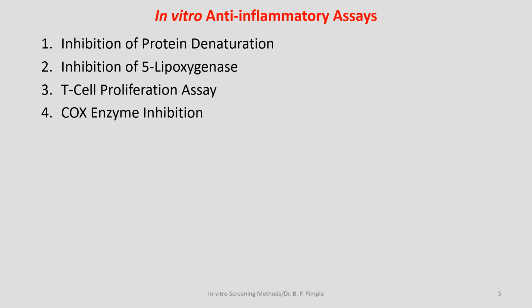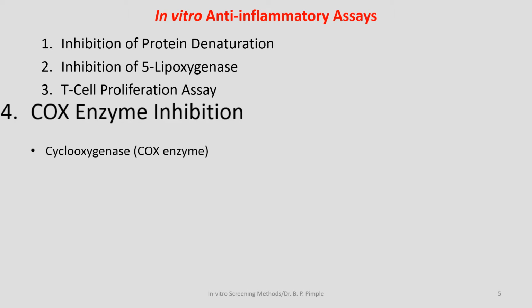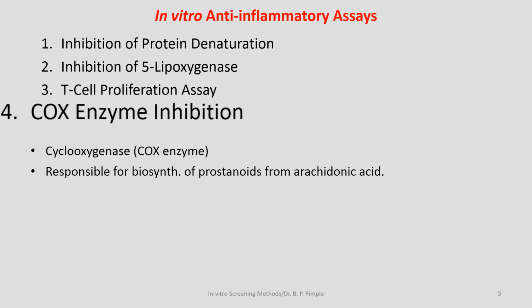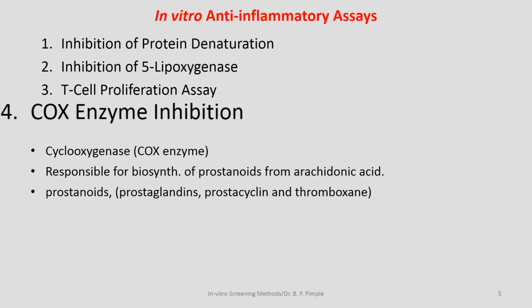There are numerous assay processes for determination of anti-inflammatory activity in vitro, like the inhibition of protein denaturation method, inhibition of 5-lipoxygenase, T cell proliferation assay, and the most common and most sensitive assay is the COX enzyme inhibition assay. COX means cyclooxygenase enzyme. It is responsible for generation of prostanoids from arachidonic acid. Prostanoids means PGs like prostaglandin G2, prostaglandin H2, or prostacyclin, or even thromboxane, which is responsible for platelet aggregation.